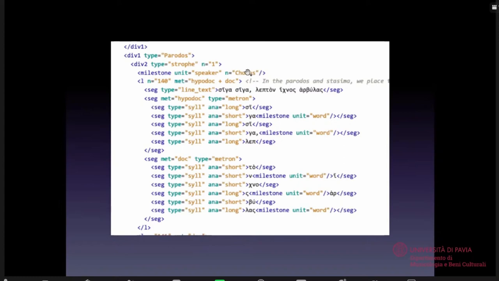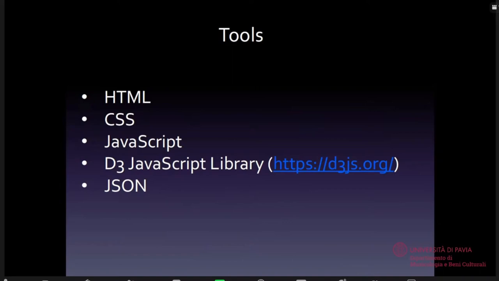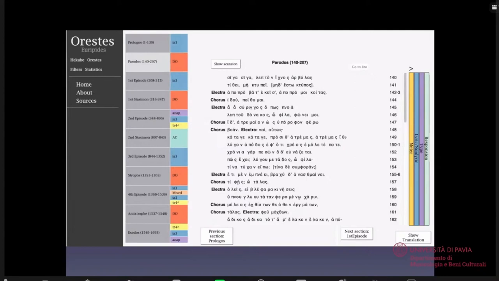Using HTML, CSS, JavaScript, the JavaScript library D3, and JSON files, our team has developed a website that shows text and scansion and includes interactive tools for highlighting, filtering, and counting various metrical features. Here is a page of the website that includes Orestes 140 through 162.